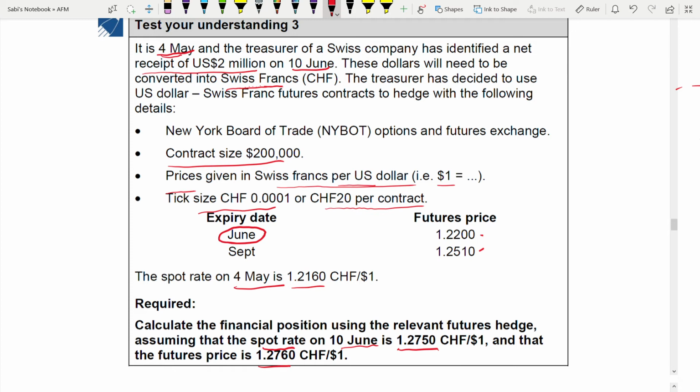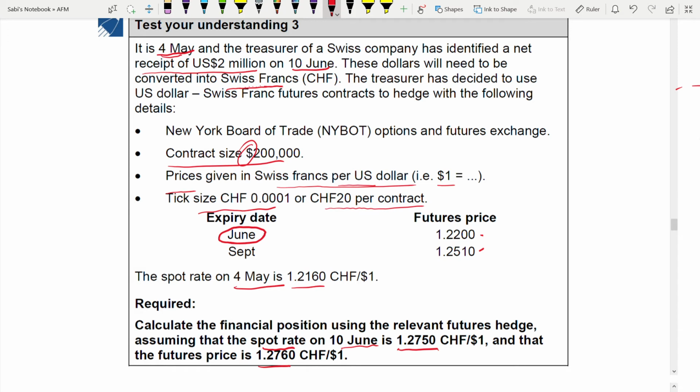This is US dollar. Okay, this is a receipt. So since it's a receipt, we have to sell the dollar future, and this is a dollar future, because look at the contract size. Contract size is in dollar. That means this is a dollar future. So we have to sell. That means we have to sell future.